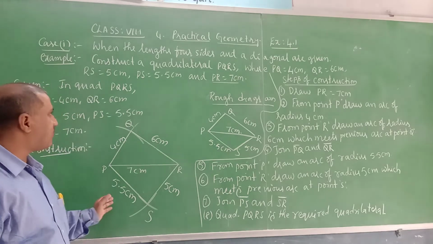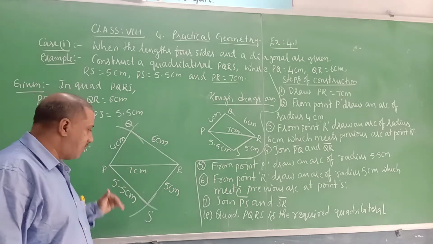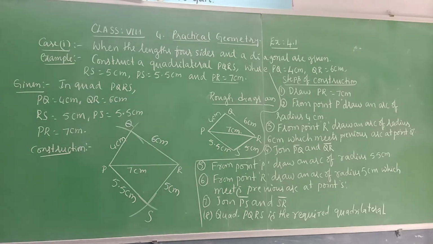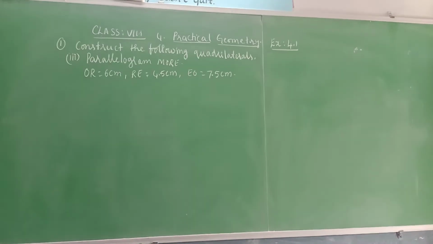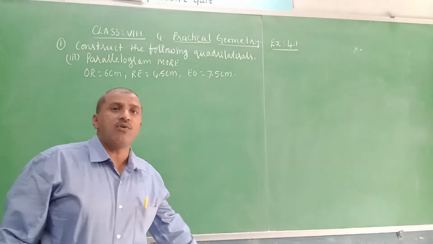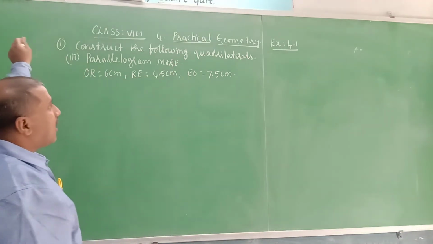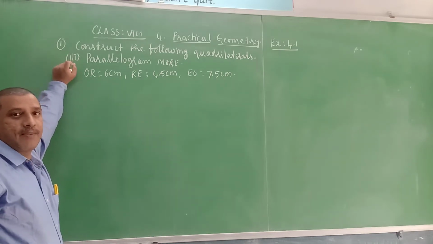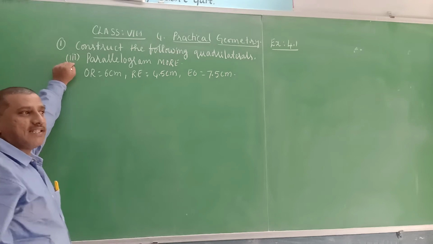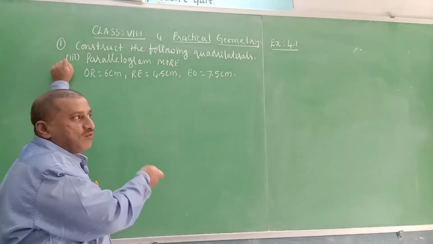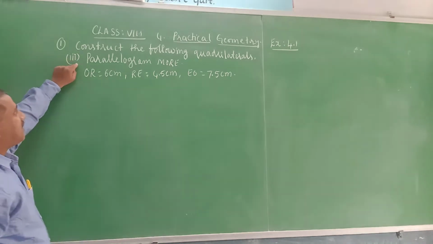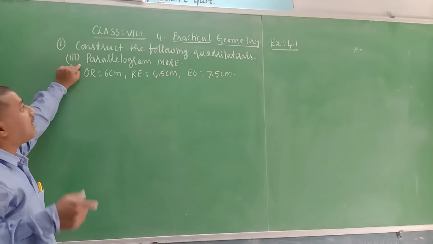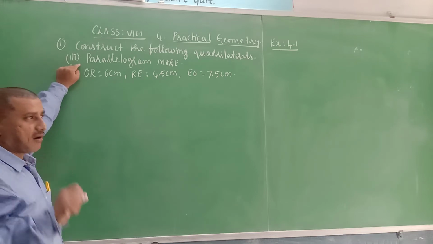Now we will discuss a question from exercise number 4.1. In exercise 4.1, there are 4 questions. Construct the following quadrilaterals. The first and second are quite similar to the construction we discussed earlier. The third one is how to construct a parallelogram, and the fourth is how to construct a rhombus.